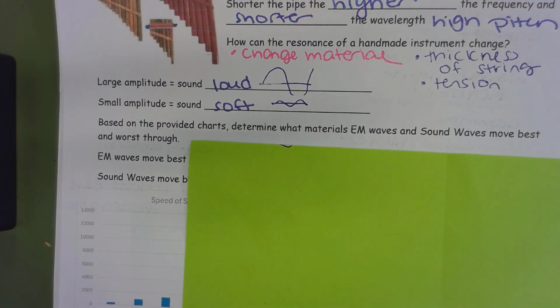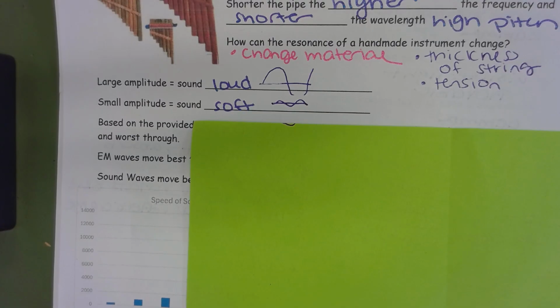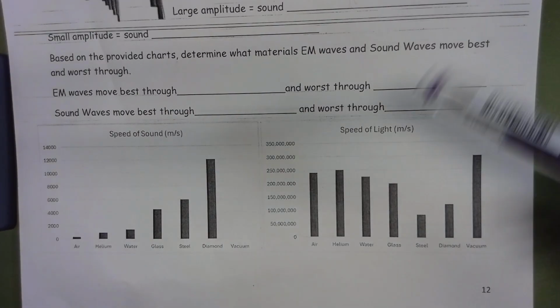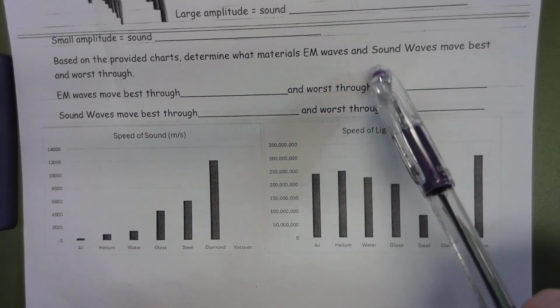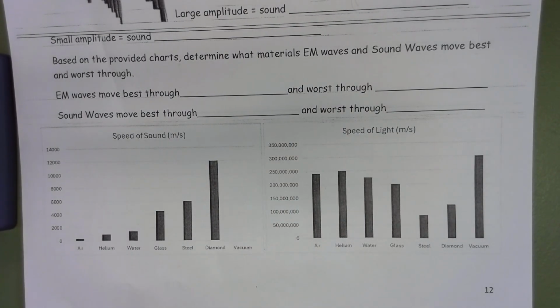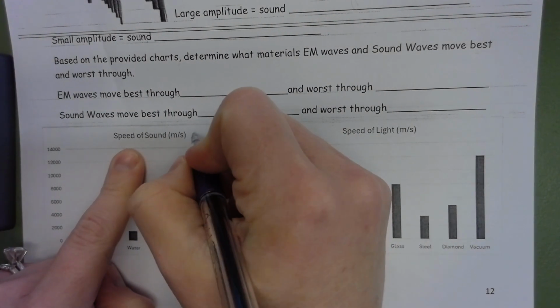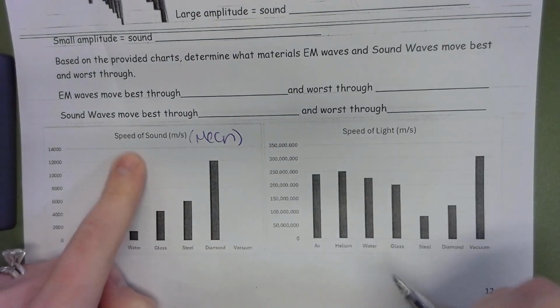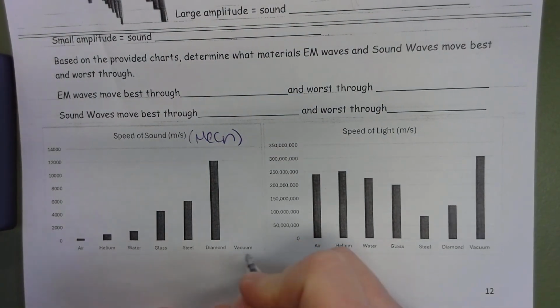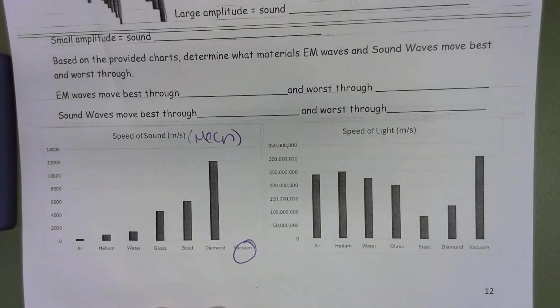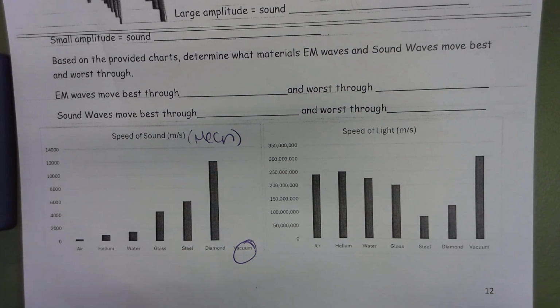Based on the provided charts, determine what materials EM waves and sound waves move best and worst through. So we have a couple of charts at the bottom we're going to go over. So if this is the speed of sound, this is definitely going to be mechanical, right? And we know that mechanical waves need a medium. First thing I noticed right away is that it says vacuum, and that's 0 because it couldn't travel through the medium because there's nothing there. Mechanical waves need other particles to bounce into to send their information or energy.